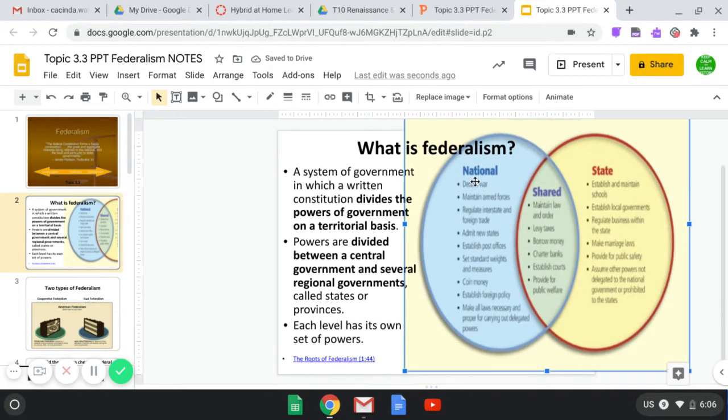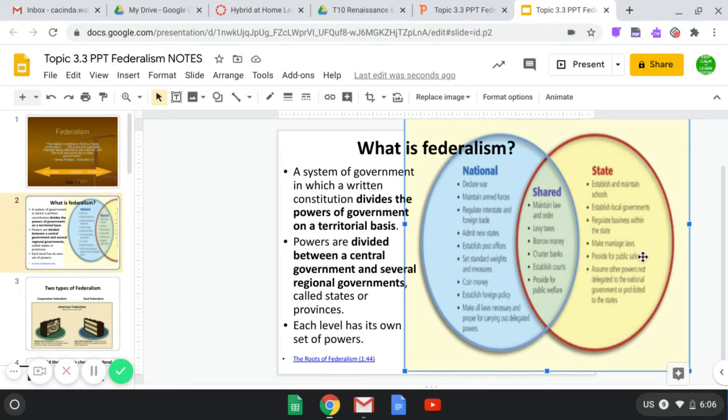Venn diagram. You have national: declare war; state: establish and maintain schools; and shared powers through the middle. So we have armed forces, regulating interstate and foreign trade, admitting new states or new territory, establishing post offices, setting weights and measures, coining money, establish foreign policy, making laws necessary and proper.